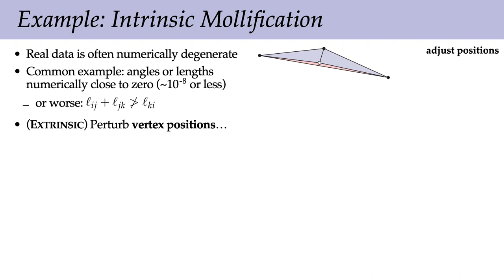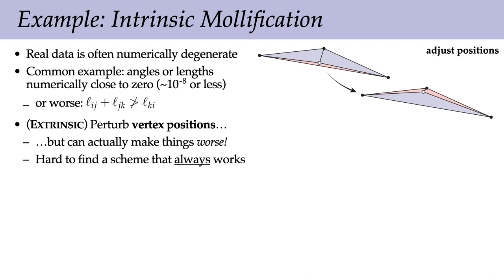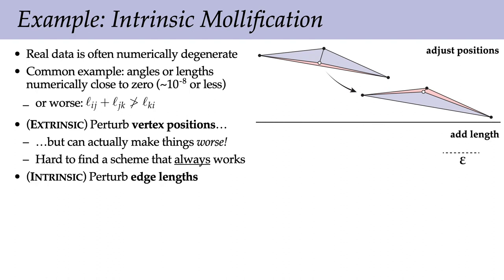I have this situation, so I want to make the angles a little better, so I move the vertex. Okay, I made the bottom triangle better, but I made the top triangles worse, right? And it can be hard to find a scheme in general that always works. Well, in the intrinsic setting, actually, there's something stupidly simple we can do: we can just add a little bit of length to all of our edges, right?